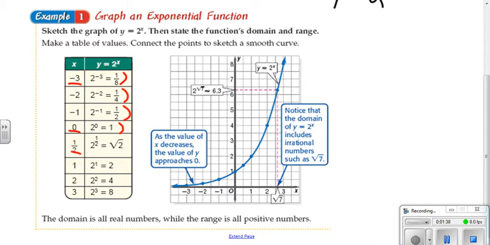Whenever we have 1/2 as an exponent, remember that means take the square root. So 2 to the 1/2 power is just the square root of 2. 2 to the 1 is 2, 2 to the 2 is 4, 2 to the 3 is 8. Now we just plug some of those values in.